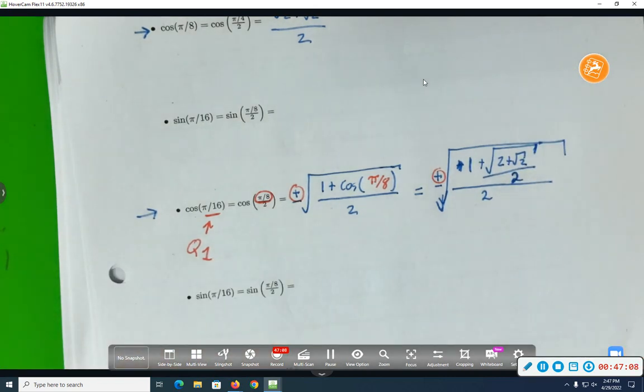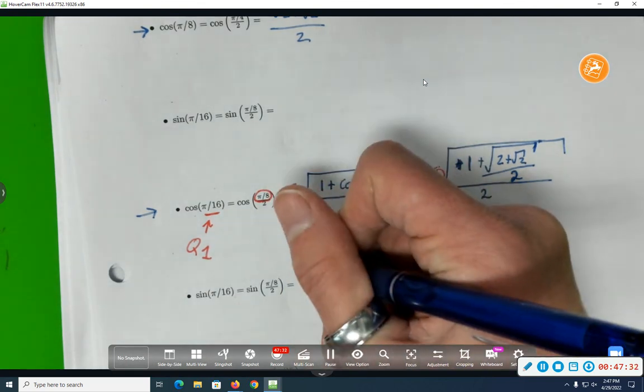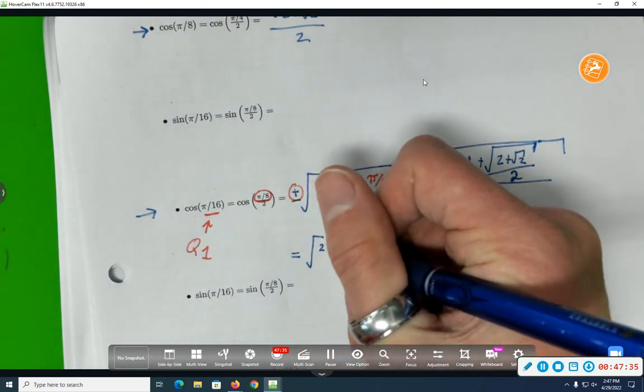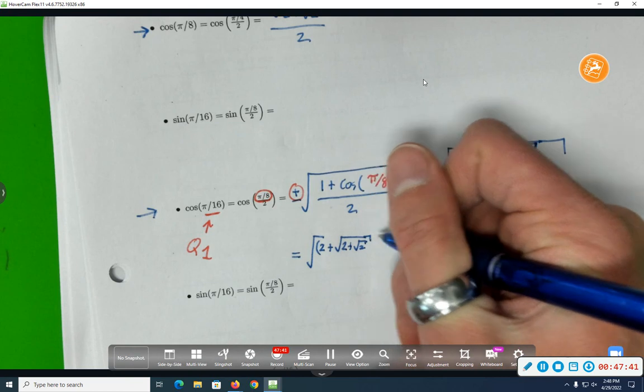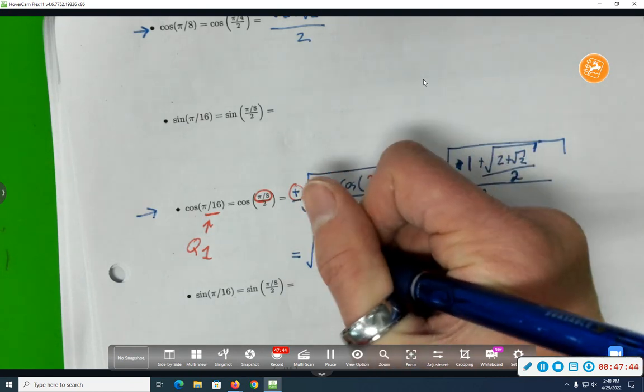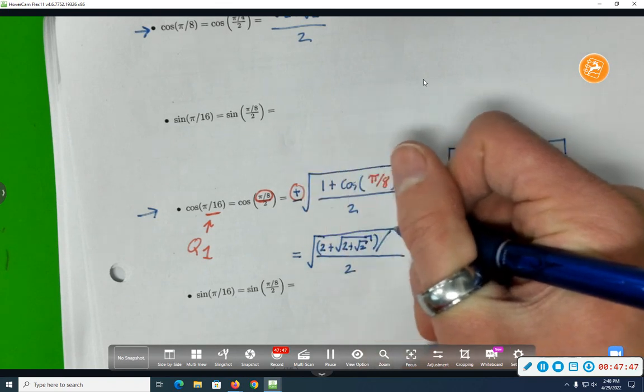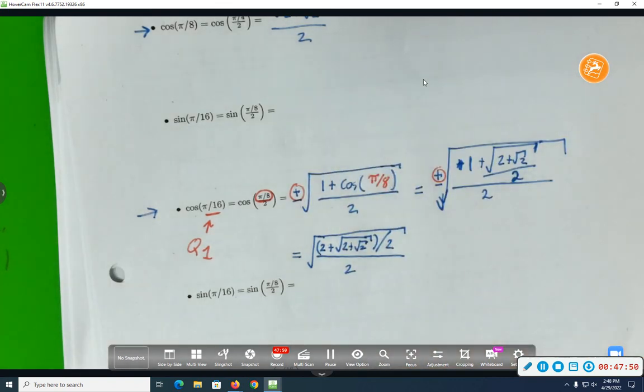All right, so I don't think I can simplify the square root of 2 plus the square root of 2 at all. But I do see 1 plus a thing divided by 2. So I can add fractions as soon as I replace that 1 with 2 over 2. Let's do that and add some fractions. Equals the square root of (2 plus the square root of 2 plus the square root of 2), close parentheses, divide by 2, divide by 2, and all that is under a square root.